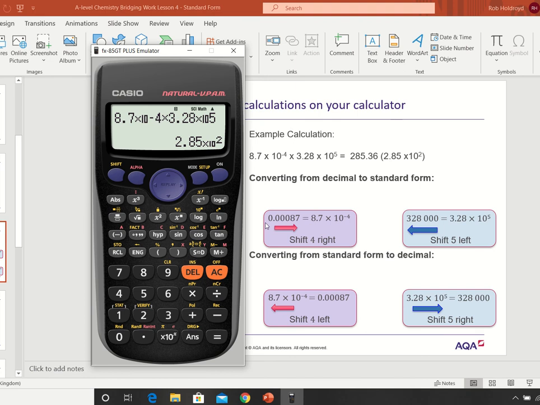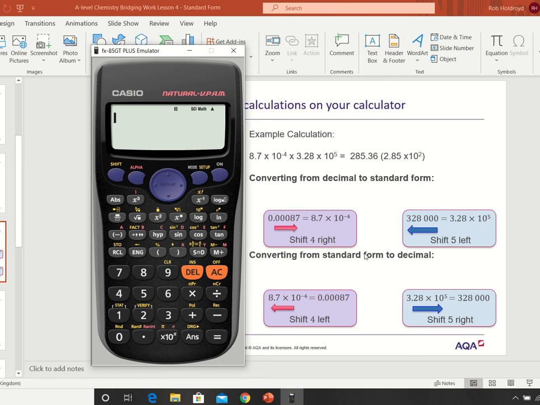Okay, so you can put it in this SCI mode to help you do any conversion if you're not sure. So if you're in a maths lesson, for example, and you're asked to change it, but you just want to check if you've done it correctly, you can do this. So again, if we do this now, we're still in the SCI mode. So if we go 0.00087, press equals, press that, then it's already in standard form. That's in science mode.